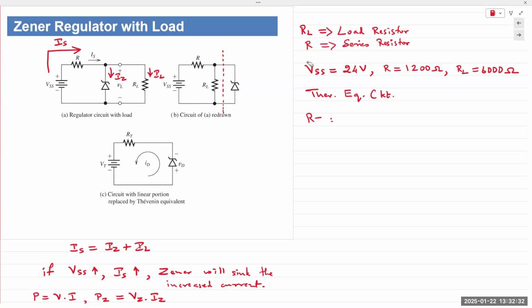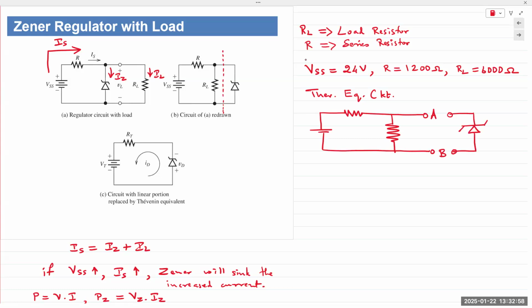What do we have? Actually, let's draw this. I have VSS, my supply voltage. I have the series resistor R. And I have RL. And these are my terminals of analysis. Remove the Zener diode from my analysis. And I want to find the Thevenin equivalent circuit between A and B. Okay, between A and B. So now we can go in and analyze for RT.